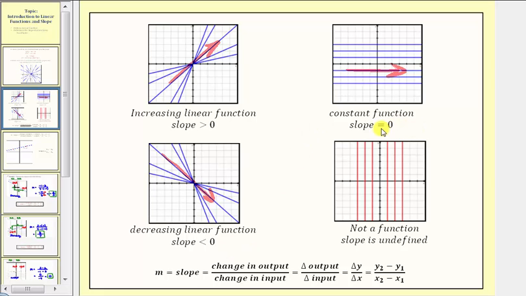If the slope is 0, we have a constant linear function, meaning we have the graph of a horizontal line. And if the slope is undefined, because we have division by 0, we have a vertical line, which again we know is not a linear function.